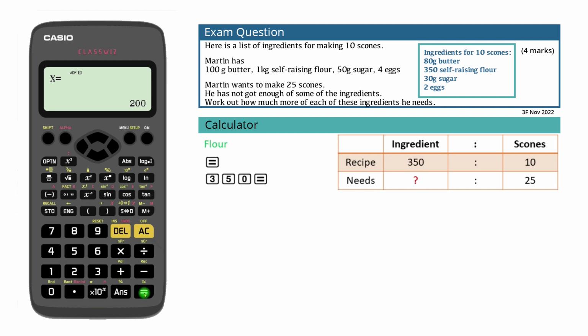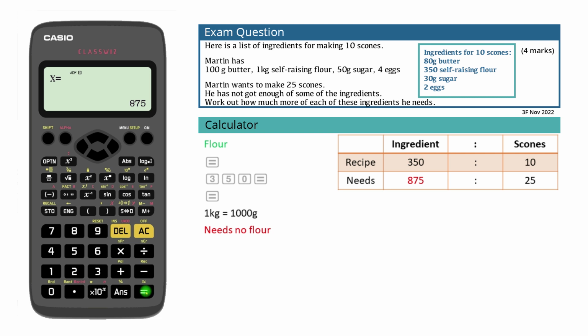To solve the ratio for flour, which is the next ingredient, press equals. Enter the ratio for the recipe, which is 350, and press equals. The second number for the recipe, 10, is already entered, as is 25 for the number of scones needed. So to solve the ratio, press equals. Martin needs 875 grams of flour for 25 scones, so again we can enter that into the table. 1 kilogram is equal to 1,000 grams, and so we can see that Martin already has enough flour.